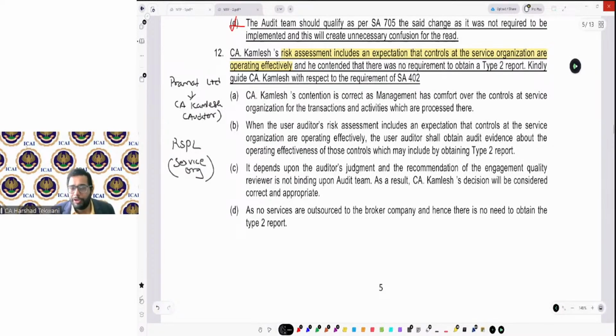So from whom do we need to take this report? CA Kamlesh is there, Pramath Limited is there, RSPL is there. Who will give me the type 2 report? Okay, Sumit. Okay, Janvi. Is Pramath Limited the one who needs to prepare the type 2 report? Or is RSPL the one who needs to prepare it? Or does CA Kamlesh have to prepare the type 2 report? Who has to prepare it, and to whom will they give it?